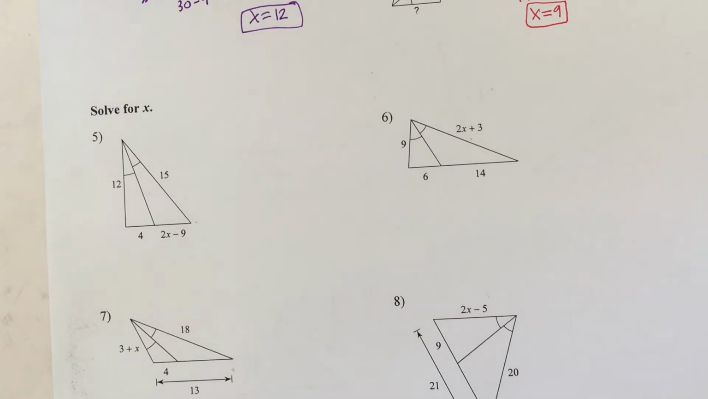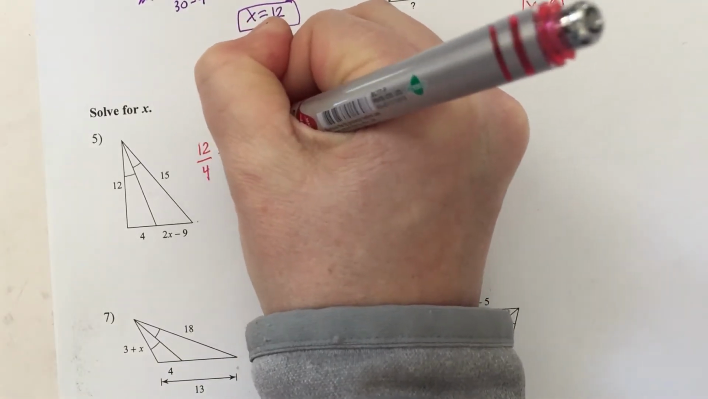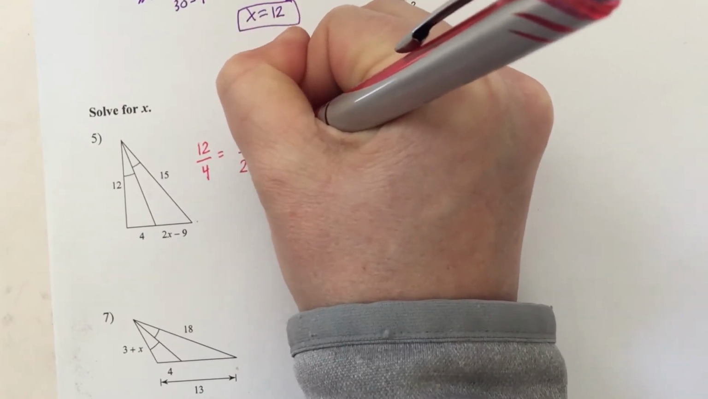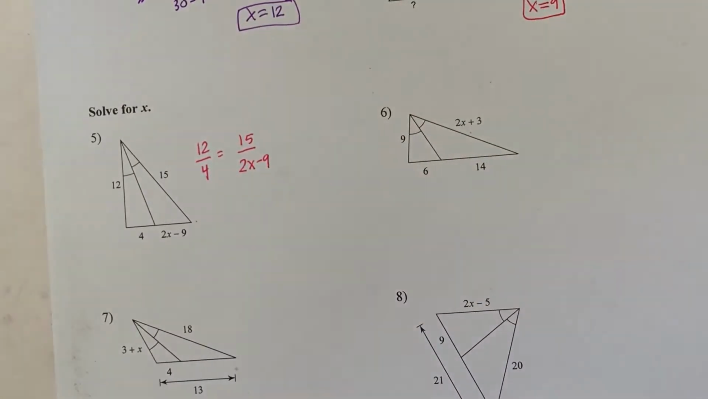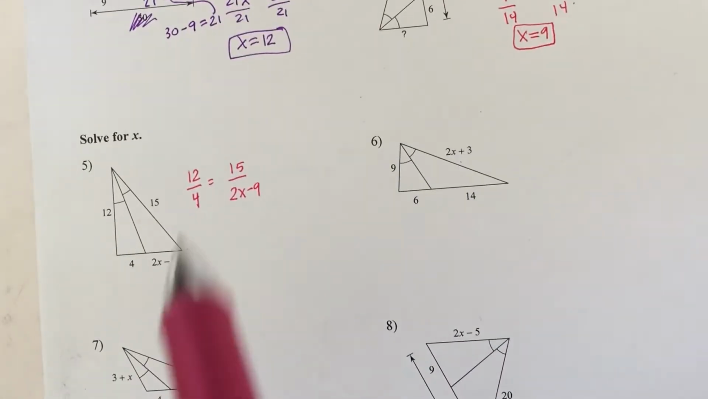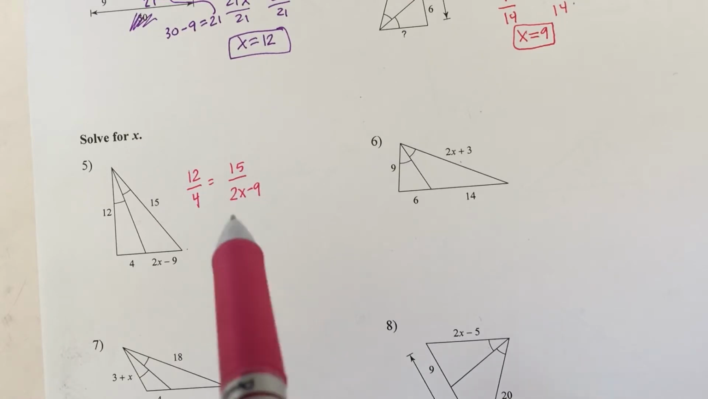Alright, we are going to get into a little bit more difficult problems. I have 12 over 4 for my first section, then I'll have 15 over 2x minus 9. Now this is more difficult because before we only had 1x. Now I have 2x minus 9 on the bottom. I have two pieces, two terms.